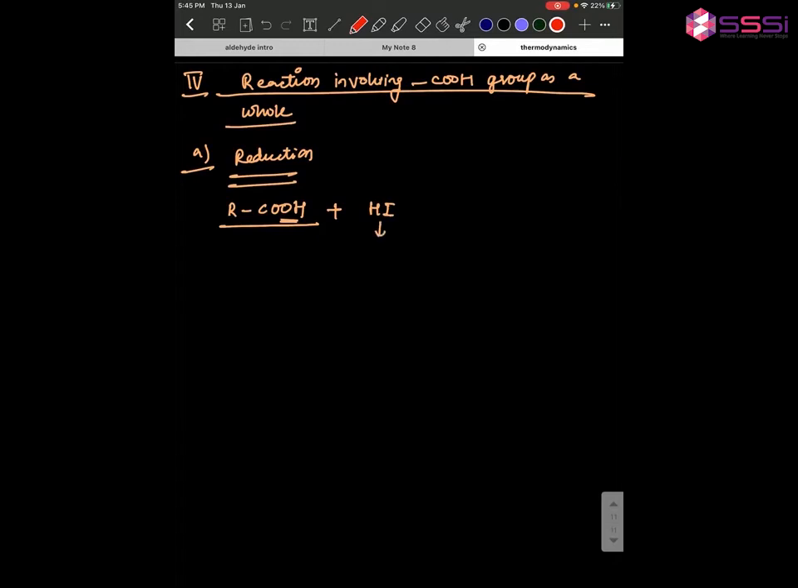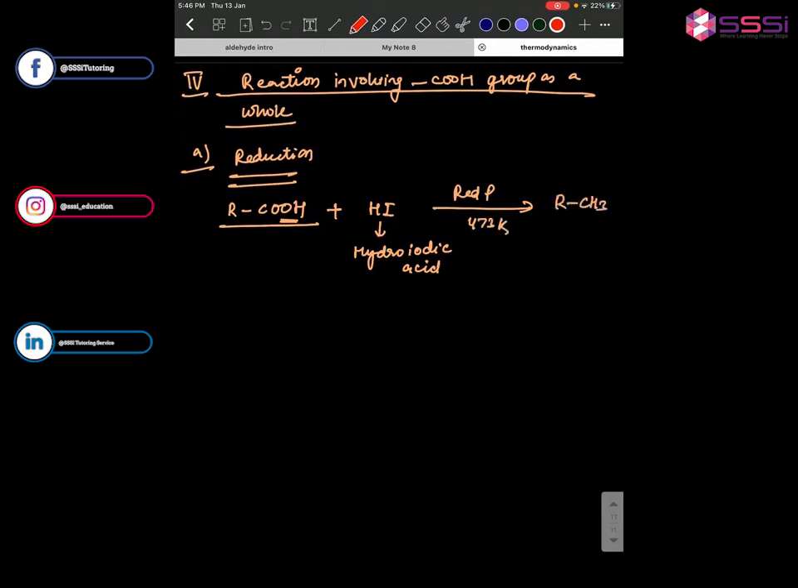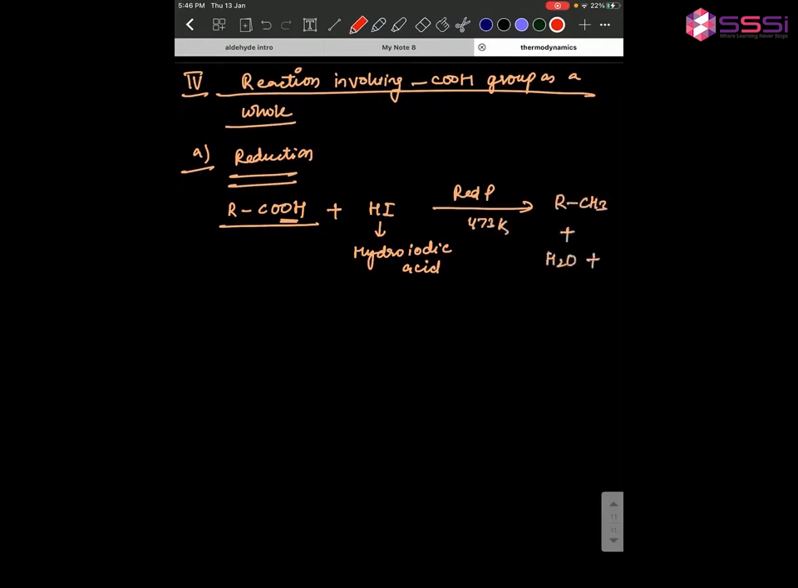What is this HI? This is hydroiodic acid. So on heating with hydroiodic acid in presence of red phosphorus, temperature will be high, 473 Kelvin, it will be converted into RCH3. Along with it, water molecule and I2 will be liberated as a product. If you balance the reaction, then we will be getting here 3I2, here 2H2O, and here 6HI.